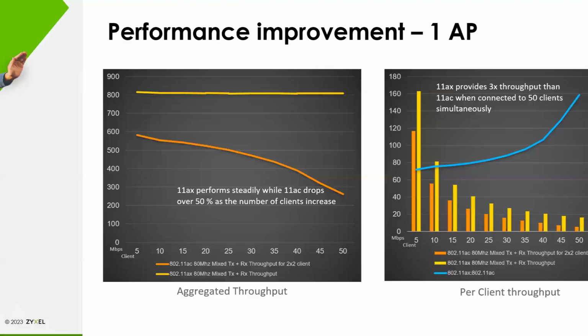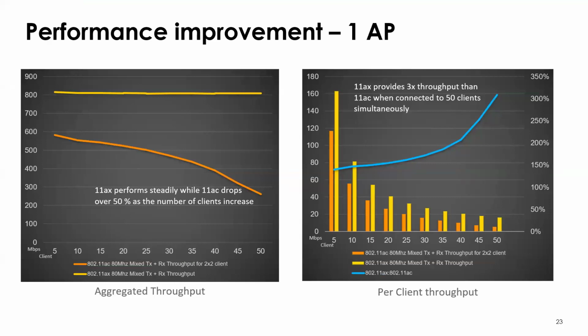I'm not going to go through all the little technologies that went into Wi-Fi 6, but one of the key things here with Wi-Fi 6, assuming you've got a bunch of Wi-Fi 6 clients connecting to it, is the aggregated throughput of all of your wireless clients basically stays the same. So in this chart here, the vertical axis is the aggregated throughput of all the wireless clients.